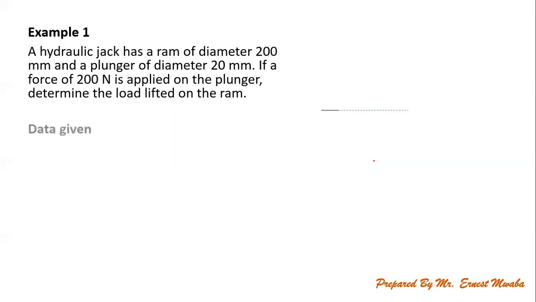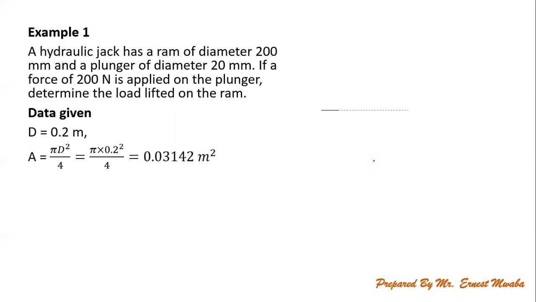So straight away, let's pick up the data. The first thing we've been given is the diameter of the ram, which is the bigger cylinder. Now, from this same diameter, you should be able to find the area, that is the cross-sectional area. And remember the formula we've been using is pi d squared over 4. This time, to differentiate the smaller diameter from the bigger one, we're using capital D for the big diameter, which is for the ram. Then the other small d is for the smaller diameter. So pi times 0.2 squared over 4, and that's what you get.